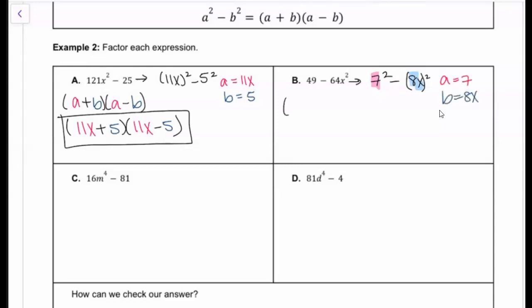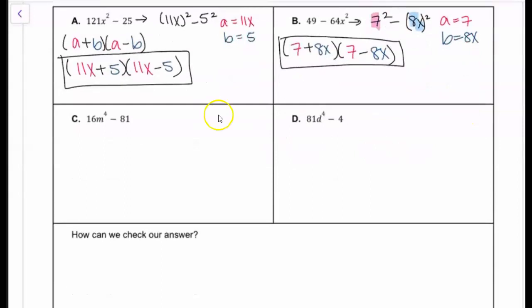So then when I plug it in, it's going to be in the form of a plus b, so my a value is 7. Let me color code. 7 plus my b value, which is 8x. And then my a value minus my b value, so 7 minus my b value, 8x. And that's it. That's your answer. So like I said, pretty straightforward once you've identified your a and b. So we'll have two more examples for these.